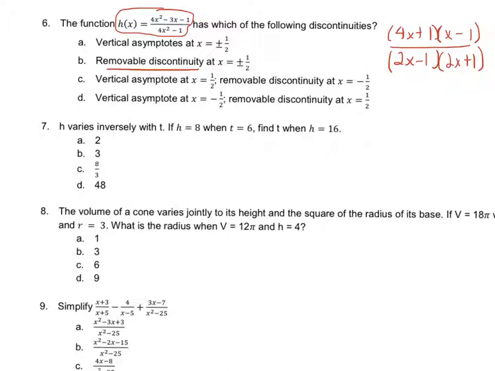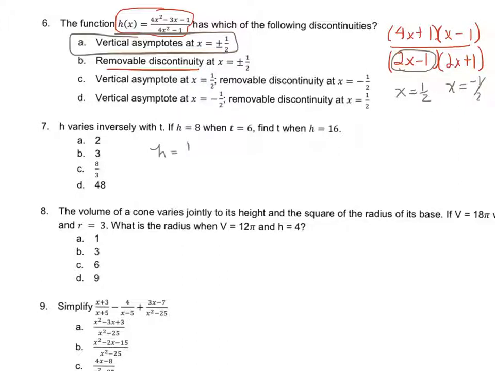So I'm just going to have vertical asymptotes, and let's just remember what makes each factor equal 0 in the denominator. So this one's x equals 1/2, the other one would be x equals negative 1/2. So those are vertical asymptotes at positive 1/2 and negative 1/2. So that looks like, let's see, vertical asymptotes at plus or minus 1/2. Answer A.